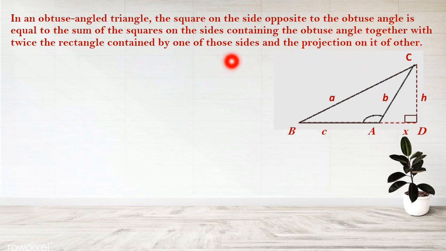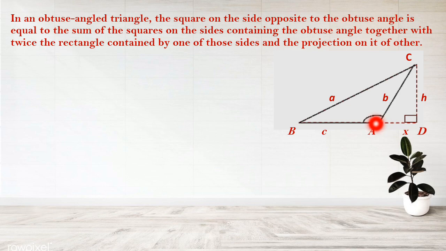Twice the rectangle contained by one of those sides and the projection on it of the other. Projection means shadow. Okay, rectangle contained by one of its sides, one of its sides will be BA, and the projection on it of the other. The other side will be AC. The projection of this side, or the shadow of this side AC, will be this one, AD.